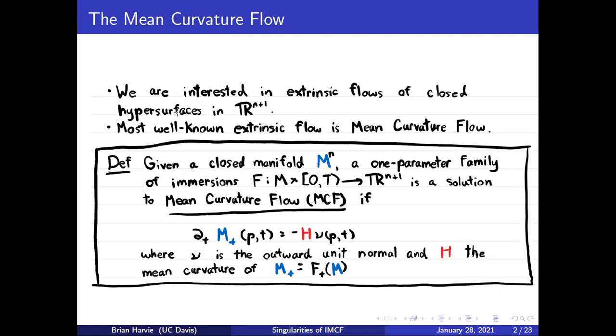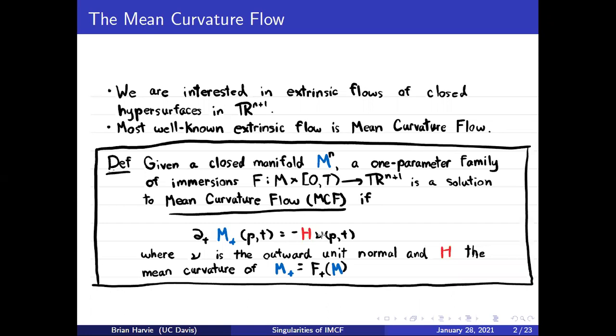in the normal direction. And the speed of the deformation somehow depends on the principal curvatures at each point along the surface. So the most well-known example of an extrinsic geometric flow is the mean curvature flow. And for mean curvature flow, the speed of the deformation at a given point equals the mean curvature at a point. So if you have an initial surface M0, you're trying to solve for a one-parameter family of surfaces which satisfies flow velocity at each point equals minus H times the outward unit normal.